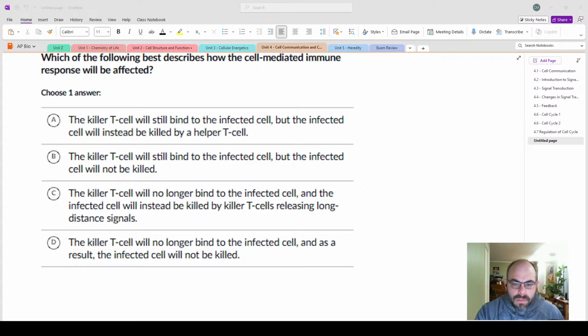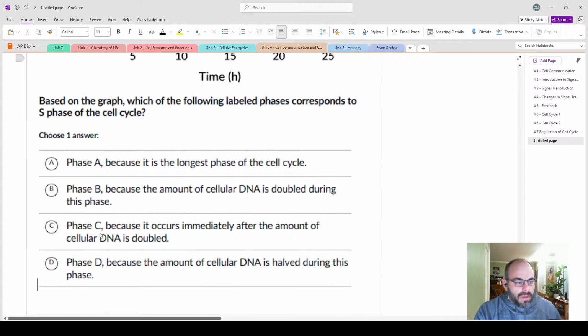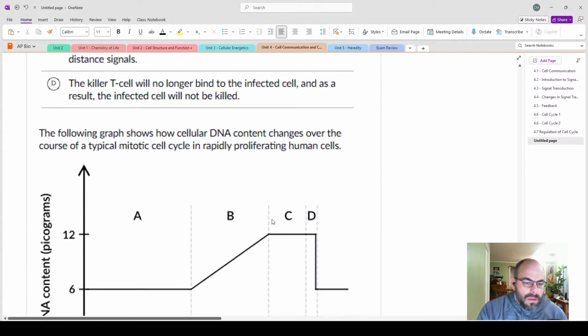Oh, I'm having fun. I'm going to do one more. Okay. The following graph shows how cellular DNA content changes over the... Ooh, I love this question. Cellular DNA content changes over the course of a typical mitotic cell cycle in rapidly proliferating human cells. Oh my gosh, all these words. All that means is they're reproducing quickly.